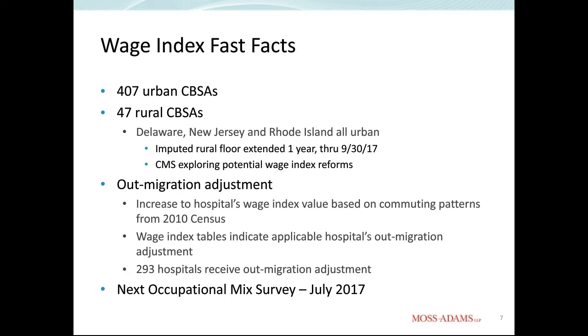Also, there's what's called an out-migration adjustment, and this is an adjustment that's applied just to certain hospitals. It is listed in the wage index tables, so you should go look at your wage index tables to see if it's applicable. 293 hospitals across the nation receive it. However, if you receive a geographic reclassification, you will receive that and you will not receive the out-migration. Again, the next occupational mix survey is July 2017.